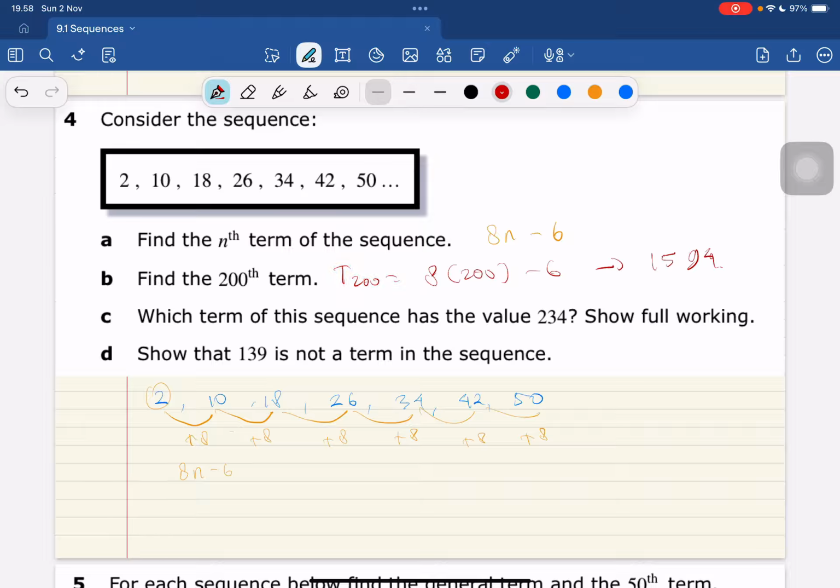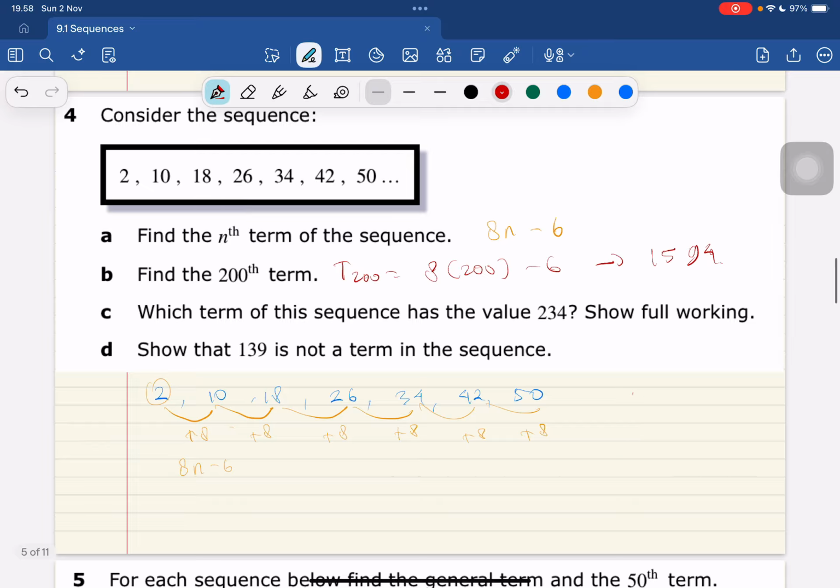Which term in the sequence has the value of 234? So we can make it 8n minus 6 equal to 234. So 8n equal to 240. So n equal to 30. So this is the 30th term.